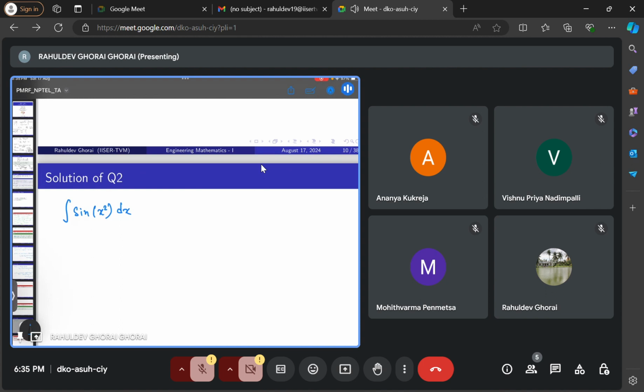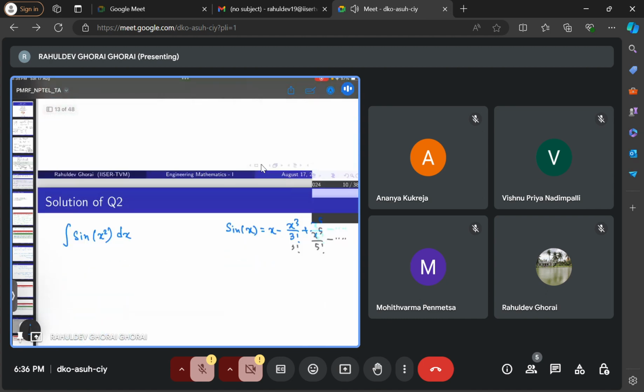If not, then if we can't find an exact solution, we can try to approximate the function sine x square and then we can integrate, right? So see, sine of x is nothing but x minus x cubed by 3 factorial plus x to the power 5 over 5 factorial, and it keeps on going with alternating plus and minus signs, okay?